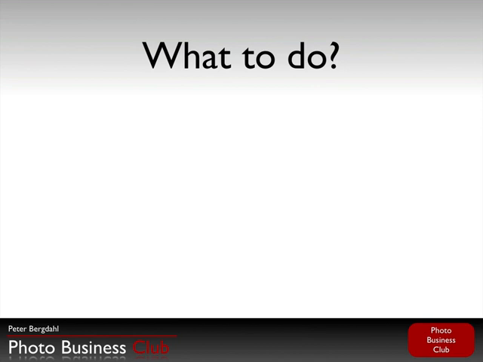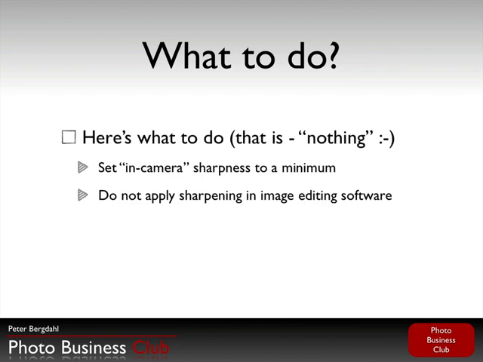So what you should do is keep the edge contrast to a minimum, because, as I mentioned earlier, it's easy to increase the edge contrast, but it's very difficult to reduce it again. So, all you have to do is turn sharpness to a minimum in your camera. And do not apply any extra sharpening in your image editing software. That's pretty much it. Not only do you save plenty of time and frustration, but you also greatly increase your chances of getting your image submission approved.